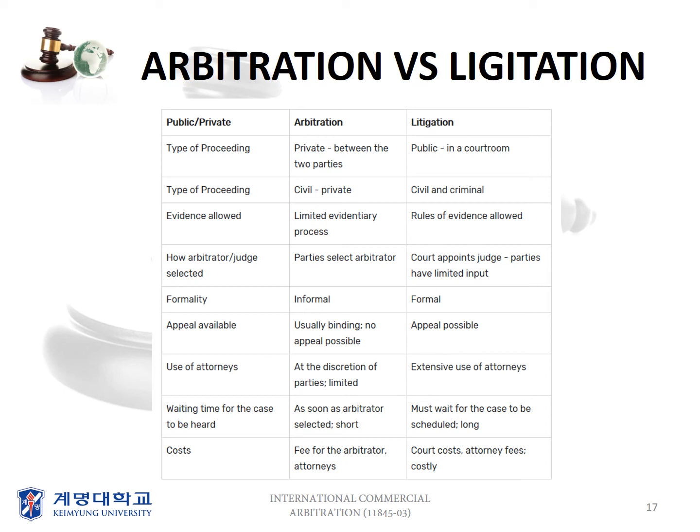And how about the arbitrator or the judge selected? In arbitration, the parties have the right to choose who will be the arbitrator. But in litigation, they are going to appoint a judge, and the parties have limited input. They could not say to the judge, would you please process our case in court number 7, office number 7, something like that.